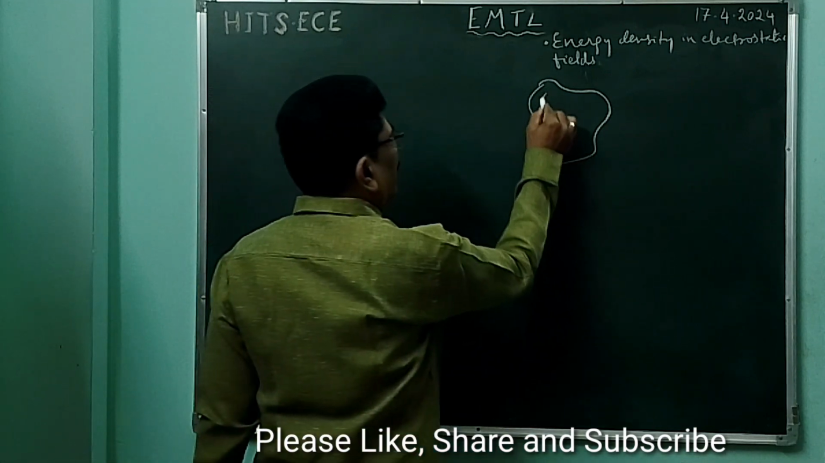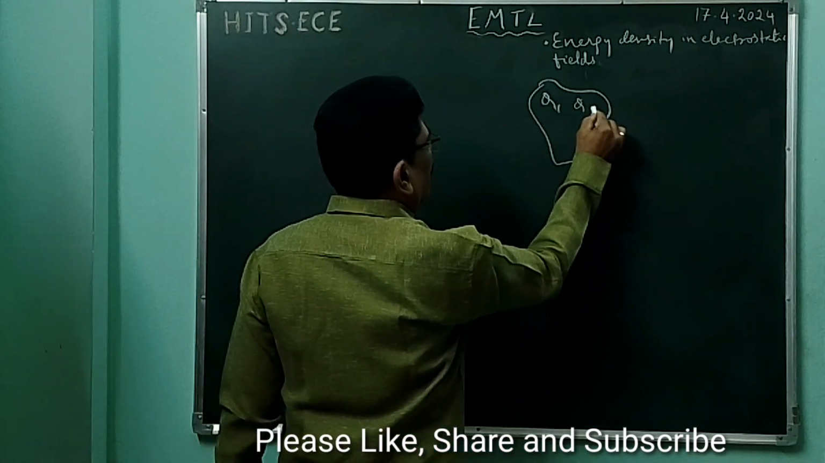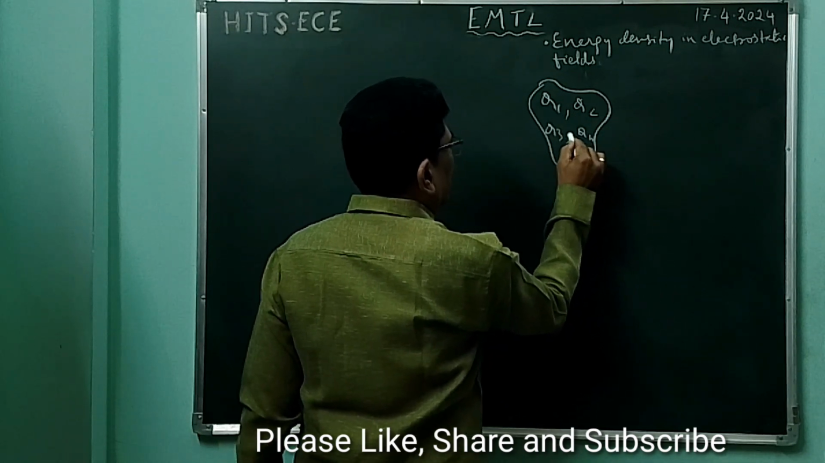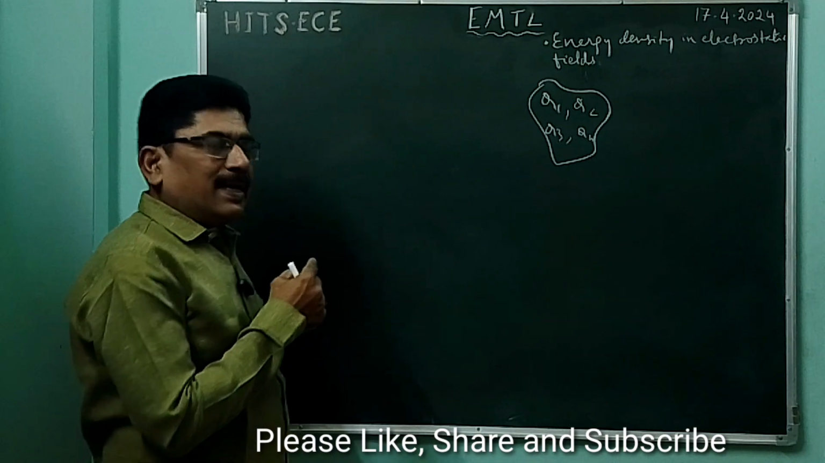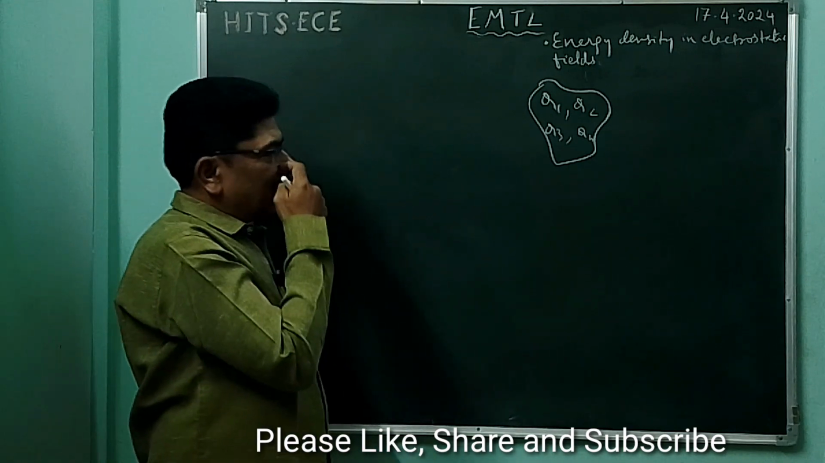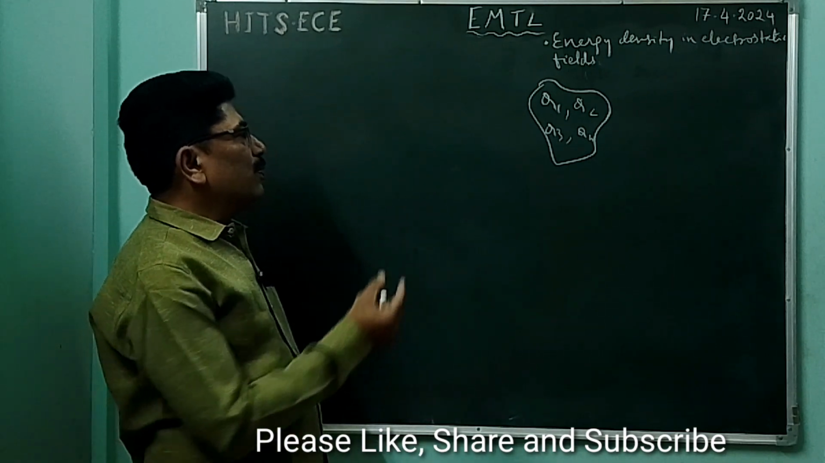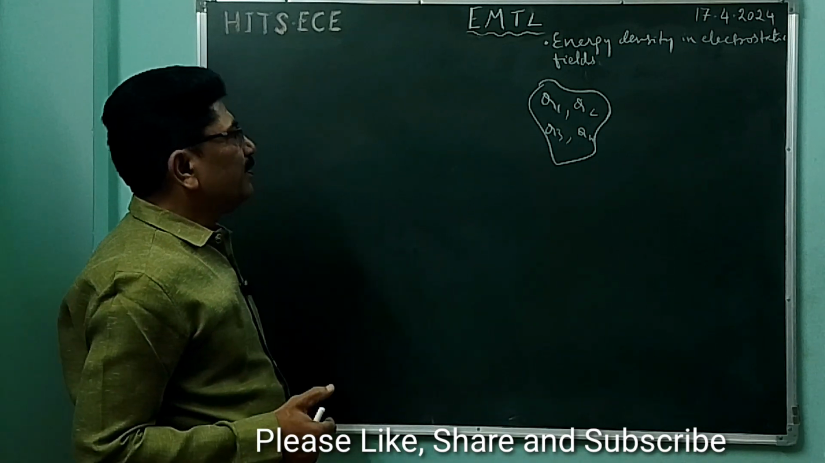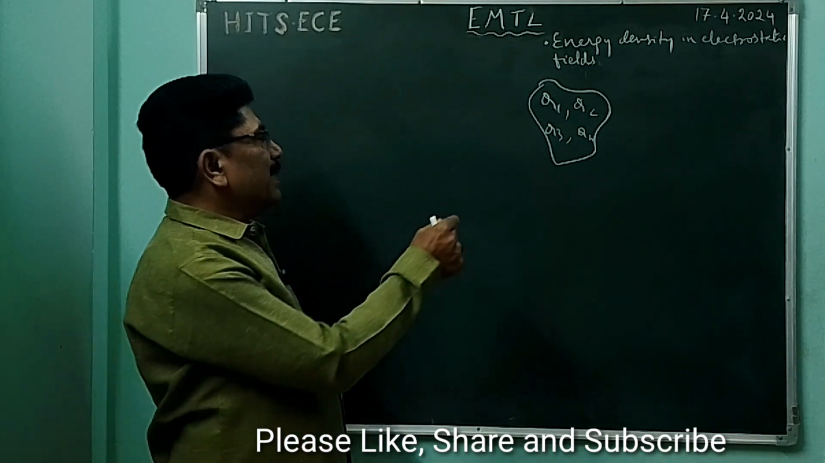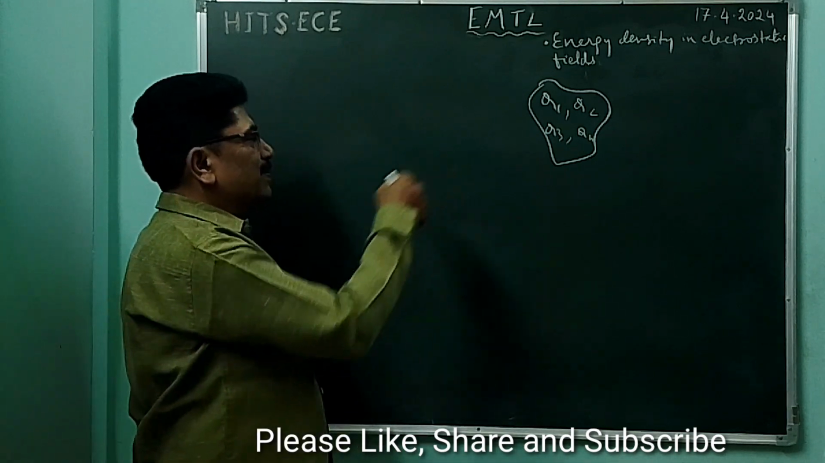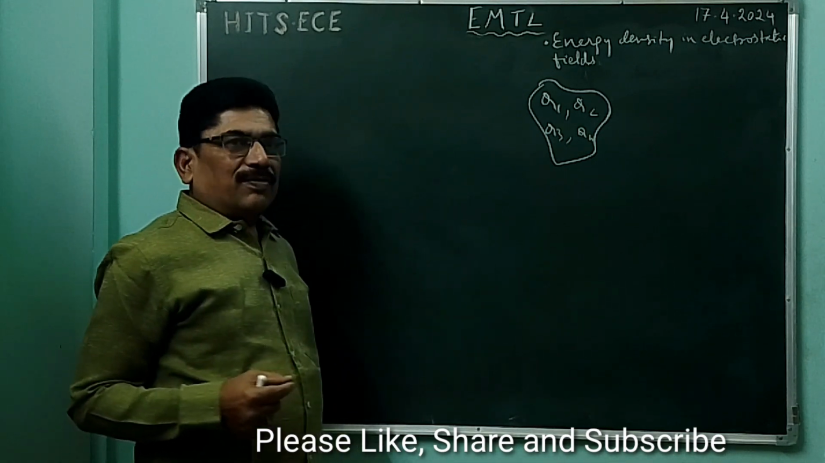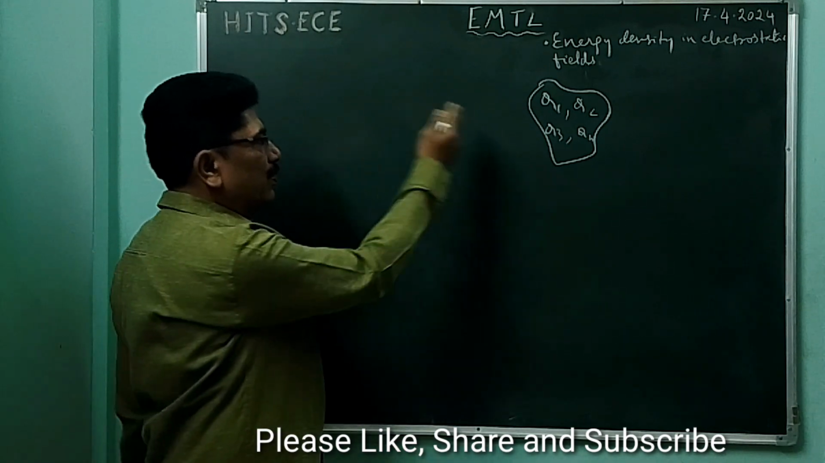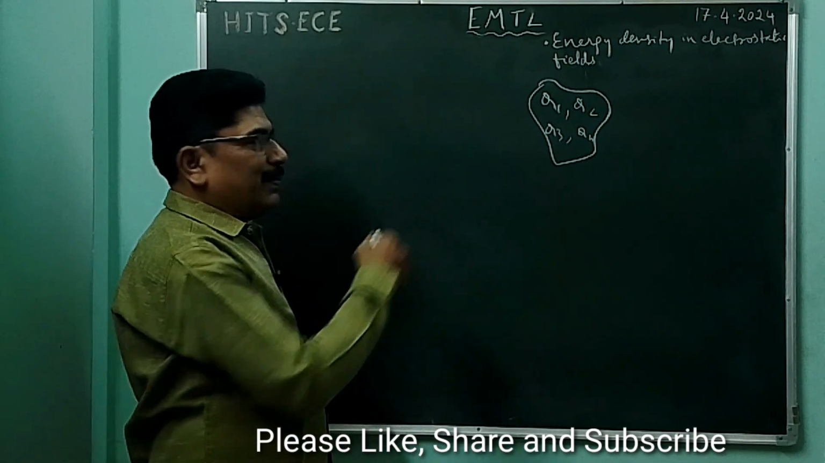For example, if we assemble Q1, Q2, Q3 and so on up to Qn, then energy will be present in this assembly of charges. But how do we assemble them in the empty space? We'll see now. For assembling the charges in the empty space, some work is to be done for moving the charges from infinity to the empty space.